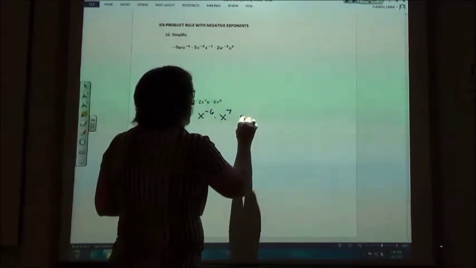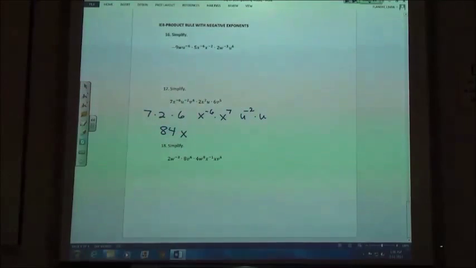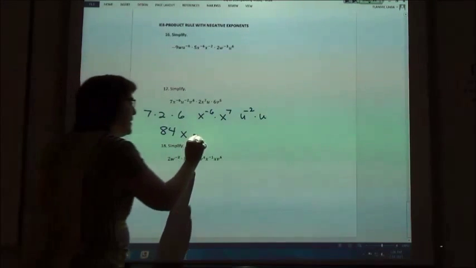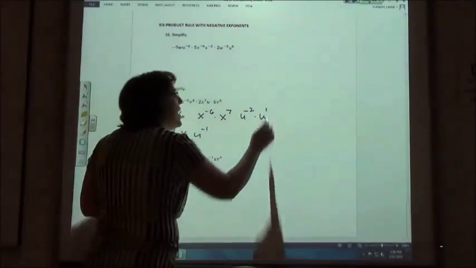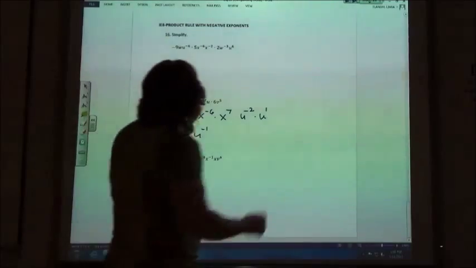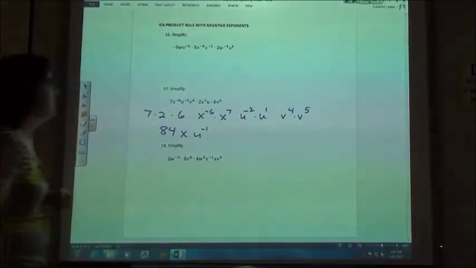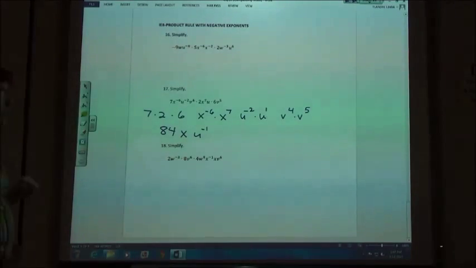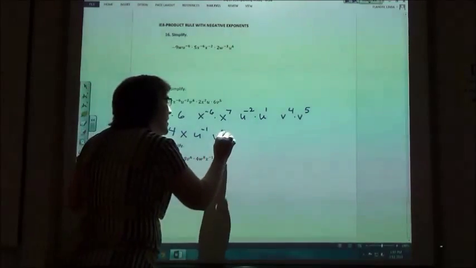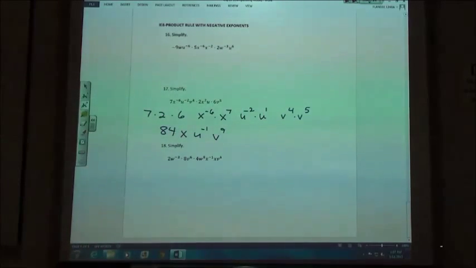Then I got some u's. I've got u to the negative 2 and a plain old u. U to the negative 1? Exactly, u to the negative 1, because I take negative 2 plus 1, which is negative 1. And then I've got some v's. I've got v to the 4th and v to the 5th. V to the 9th.